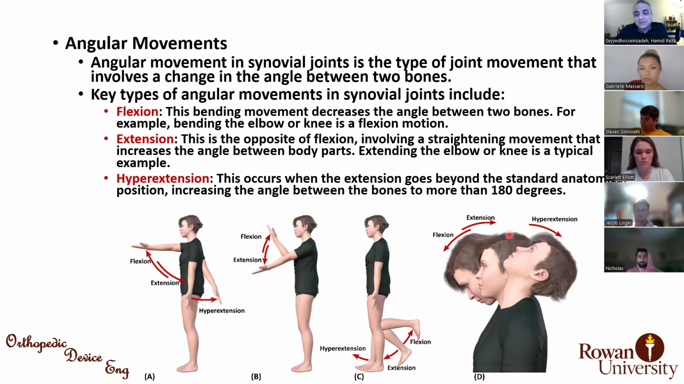If we pass the anatomic position in the reverse direction, it is called hyperextension. So hyperextension means passing the anatomic position in the reverse direction of the flexion. For example, for the knee, it means bringing the foot forward a little bit and hyperextending the knee. For the shoulder, it means moving the arm backward towards the back. And for the head, it means bending backward.